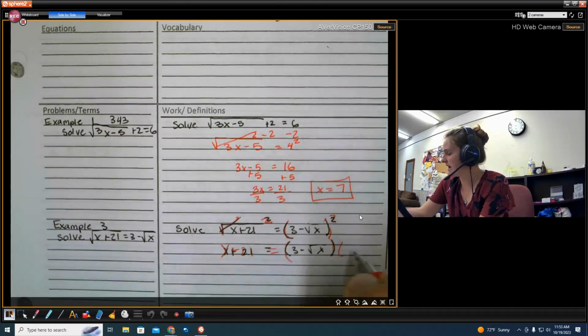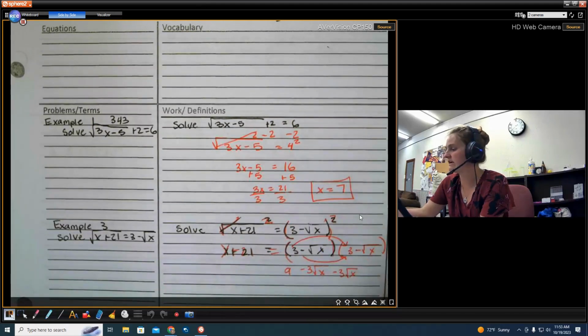Okay, and we are multiplying this by itself. So then when we do 3 times 3, that's 9. 3 times negative radical x is negative 3 radical x. Negative radical x times 3 is negative 3 radical x. And then my negative radical x times negative radical x, the radicals will cancel, the negatives will cancel, so it'll just be x. Okay, and then I'm going to combine these like terms. So I have 9 minus 6 radical x plus x.